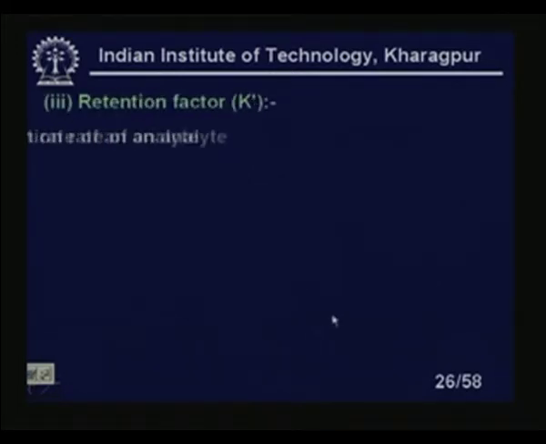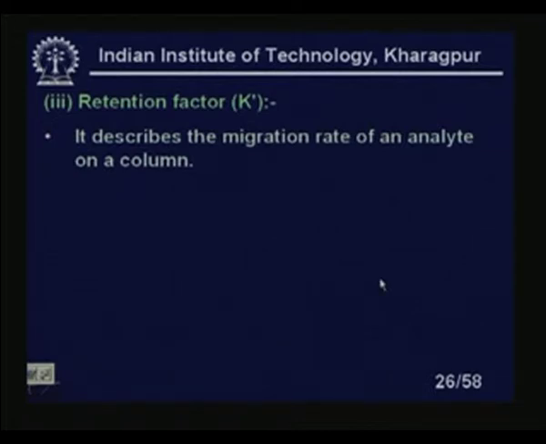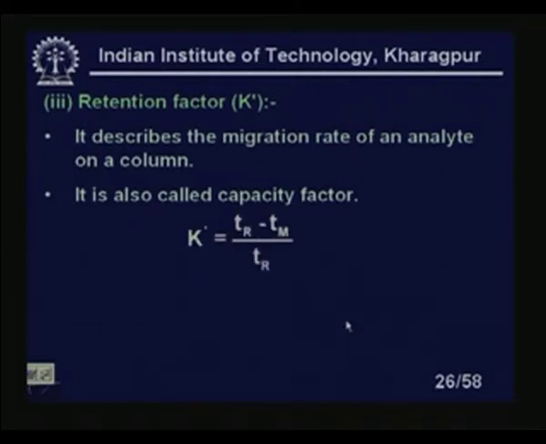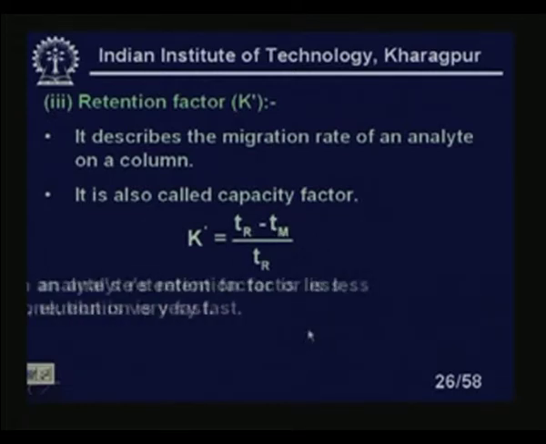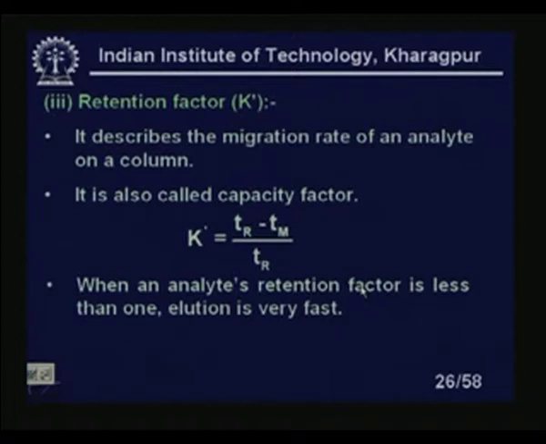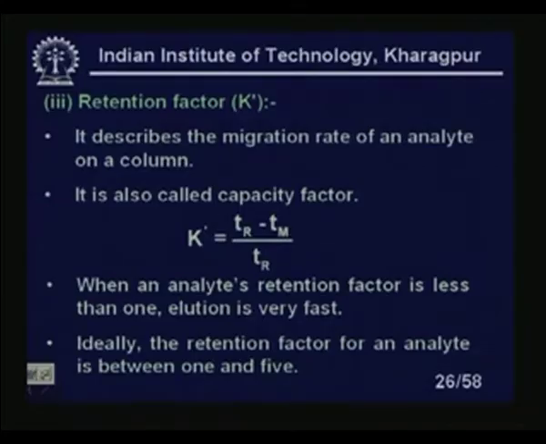Retention factor K dash, this is another term, it describes the migration rate of an analyte on a column. It is also called the capacity factor, K dash equal to Tr minus Tm by Tr. Obviously, it is positive because Tm is always less than Tr. When an analyte's retention factor is less than 1, elution is very fast. That is very undesirable. If the elution is fast, it is very difficult to make the analysis. Typically, the retention factor for an analyte is between 1 and 5.